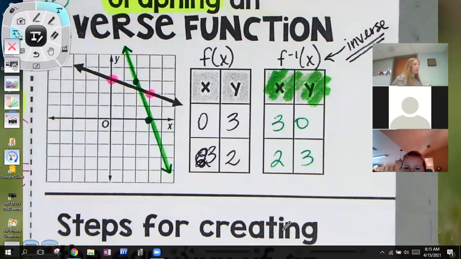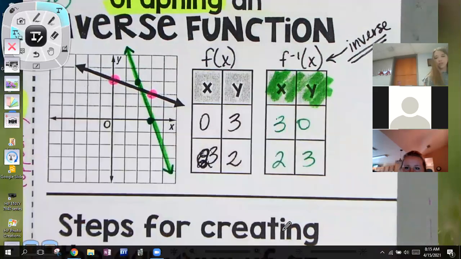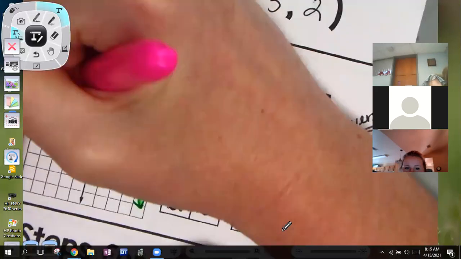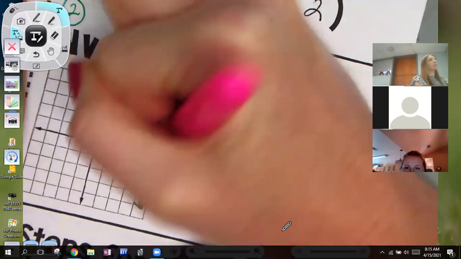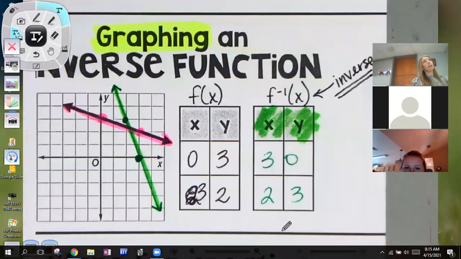All right. So there is my inverse, and my original function is this pink line. Stay with me here. Okay, so what do we notice is happening?